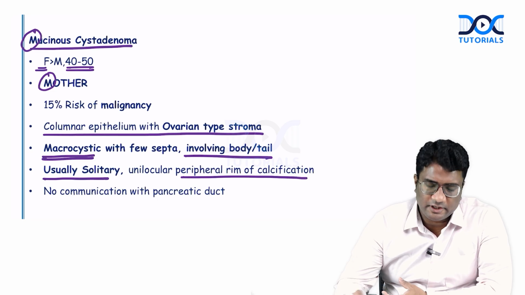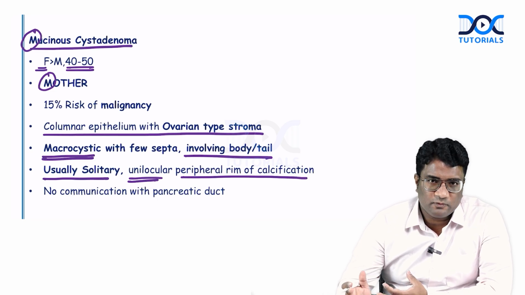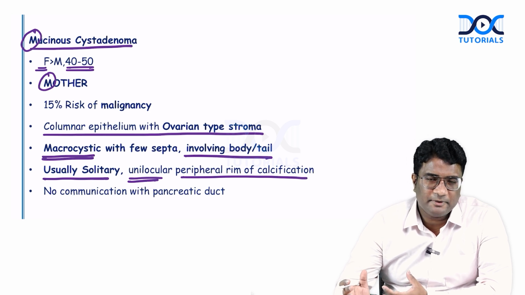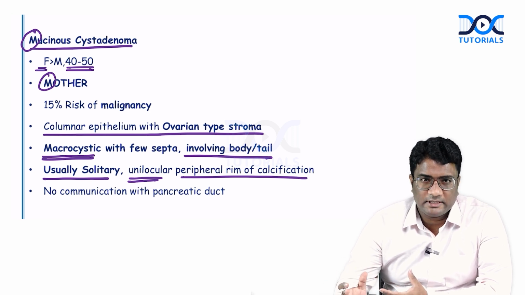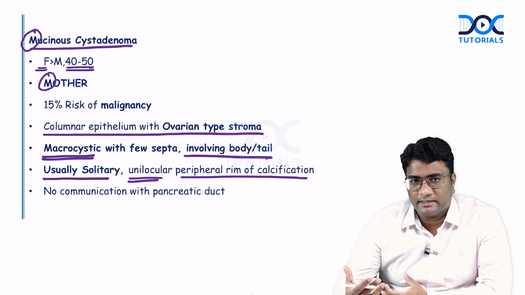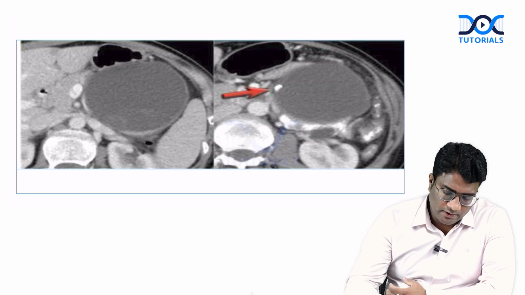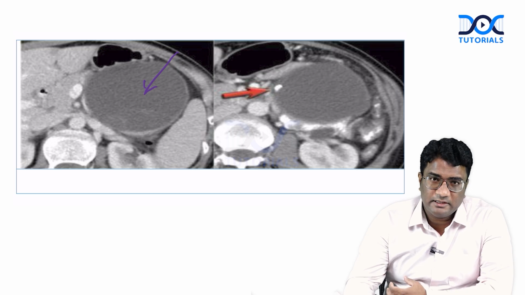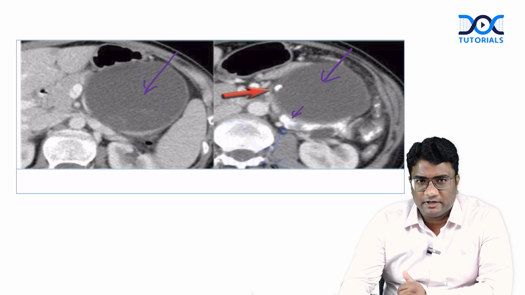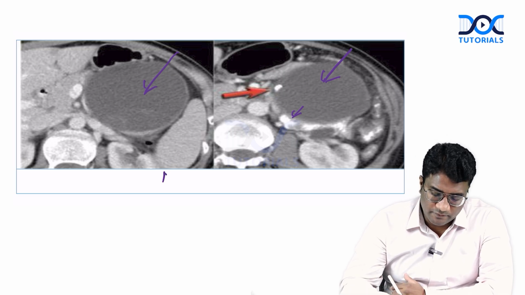Mucinous is usually solitary with a peripheral rim of calcification, unilocular, whereas serous was multilocular, honeycomb-like, cluster of grape-like appearance. So, microcystic appearance is serous cystadenoma. Macrocystic, unilocular appearance is mucinous cystadenoma. And it does not have any communication with the pancreatic duct. Pancreatic duct communication is seen with intraductal papillary mucinous neoplasm. So, here you can see a unilocular lesion in the body and tail of pancreas with a peripheral rim of calcification, in the mother's age group, all of this is mucinous cystadenoma.